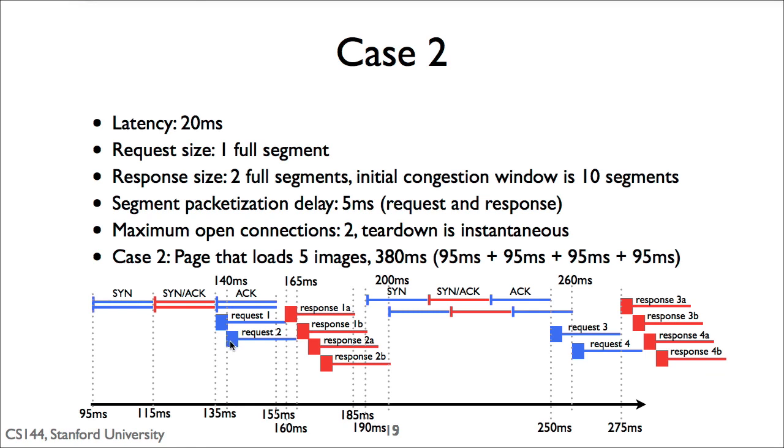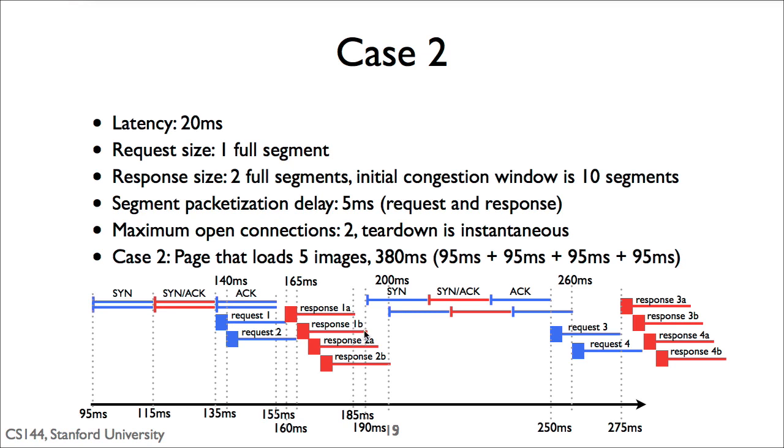140 milliseconds. Request 1 arrives at the server at 165 milliseconds, 20 milliseconds of latency and 5 milliseconds of packetization delay. The server starts sending the response. It sent one segment of the response, 1A, when the second request arrives. The response segments for the second request are enqueued and sent after response 1B.